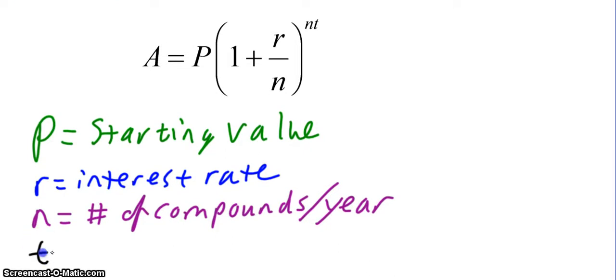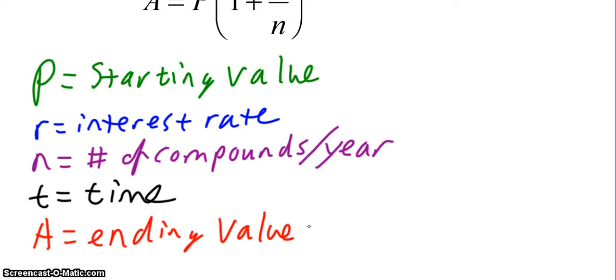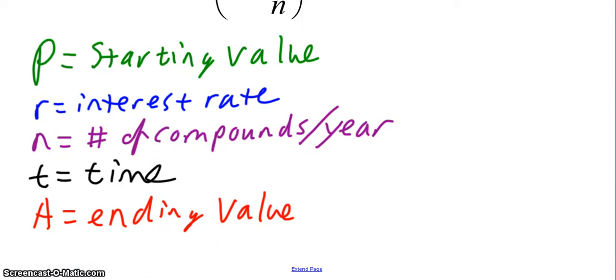So t is time, and then A is your ending value. So how much do you have after some time t? And so if you have this information, you can plug these values into that equation.